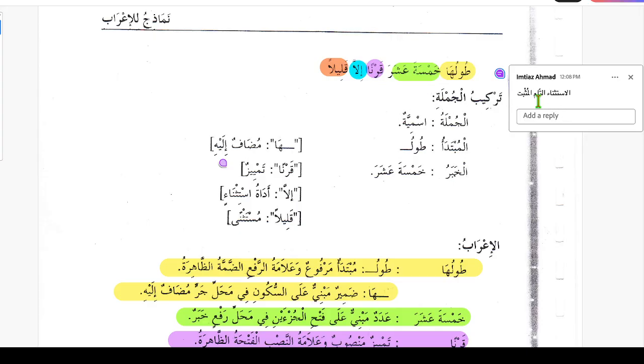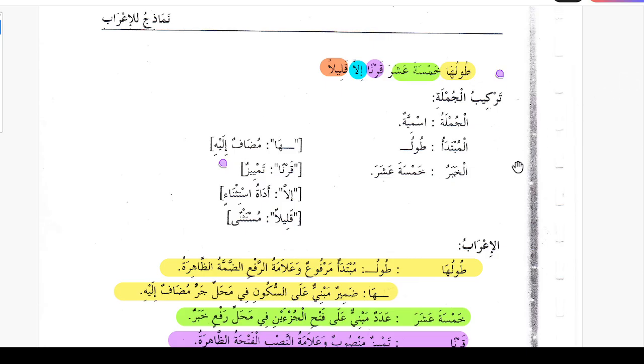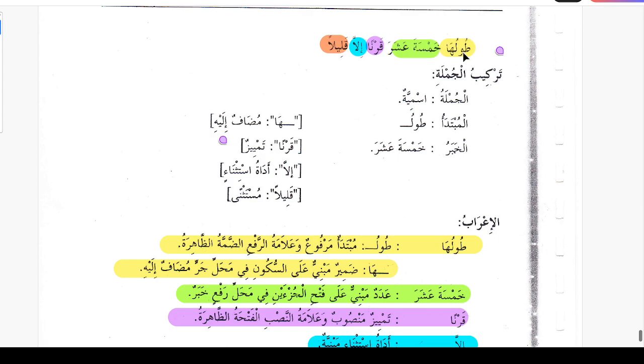So al istisna at tamul musbatu, and for the case of musbat, we studied that the istisna is going to be mansub, which we see here. The mustasna is going to be mansub. We see that here, qalilan. So this is jumla ismiya starting from a noun. Al mubtada tulu, al khabar is khamsata ashara. So tulu is mubtada plus mudaf, ha is mudaf ilay, and khamsata ashara is the khabar.